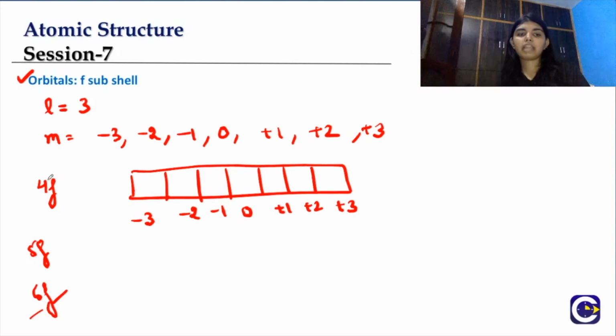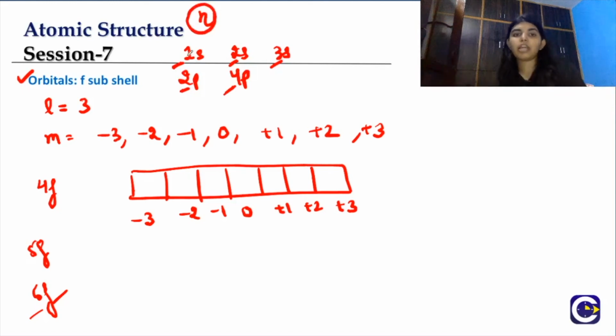Now you must be wondering why I am writing 4, 5, 6. I am writing them because in 1s, 2s, 3s or 2p, 4p, the numbers here are telling you about the orbits. These are the principal quantum number, that is n. So here 1, 2, 3, 4, 5, 6 are the orbit numbers. 1 means orbit number 1 associated with the s subshell, orbit number 2 associated with the s subshell, orbit number 2 associated with the p subshell, and orbit number 4 associated with the p subshell.